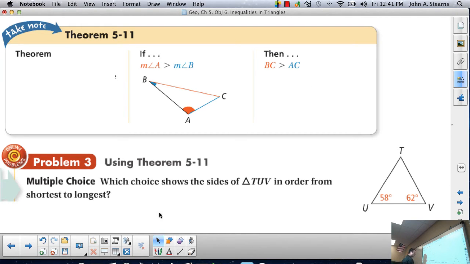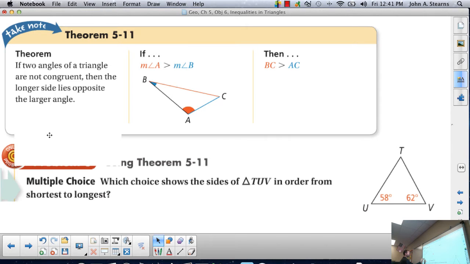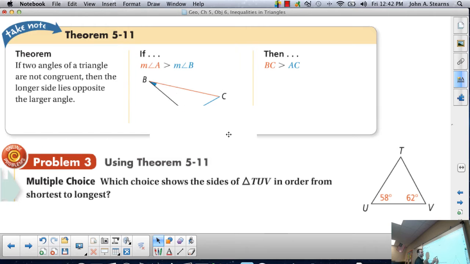So if we take a look at what we are shown here, what the theorem says: if two angles of a triangle are not congruent, then the longer side lies opposite the larger angle. So here we're told that the measure of angle A and the measure of angle B are not equal to each other. In fact, the measure of angle A is larger. So if that's the case, then the larger angle indicates the larger side. So BC has to be bigger than AC because of the relationship between those opposite angles.